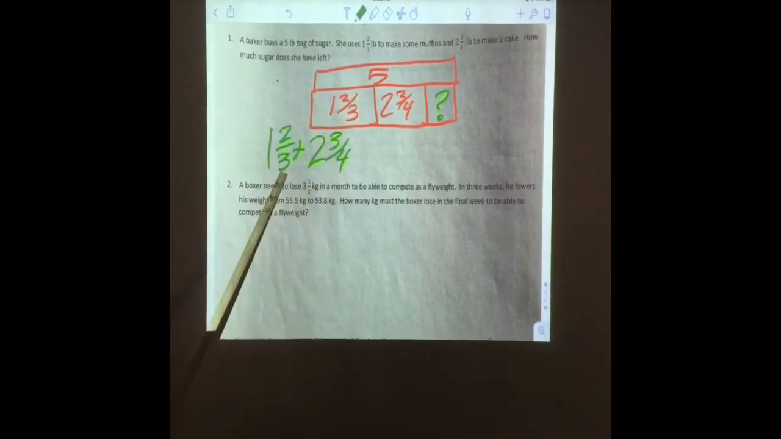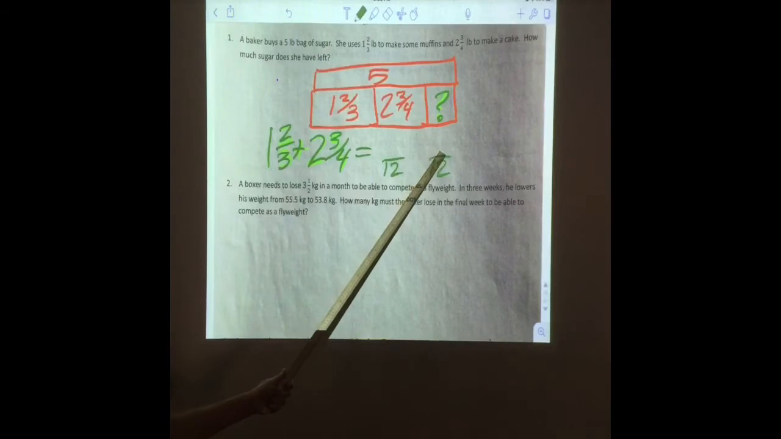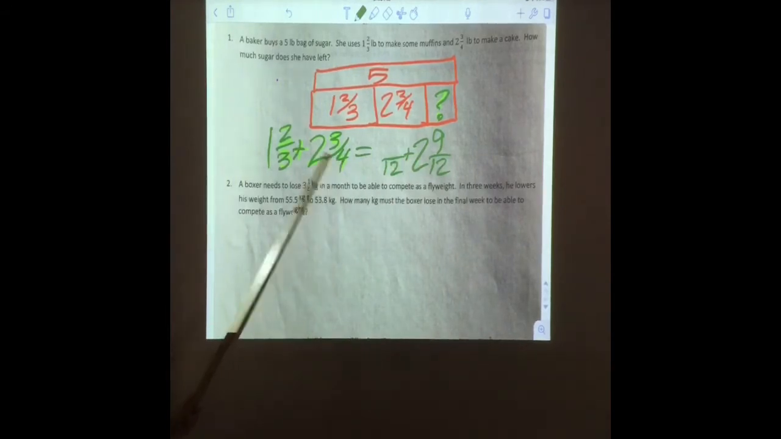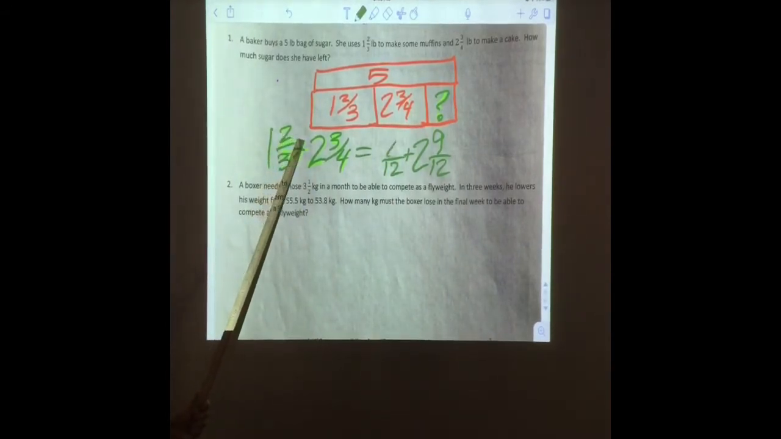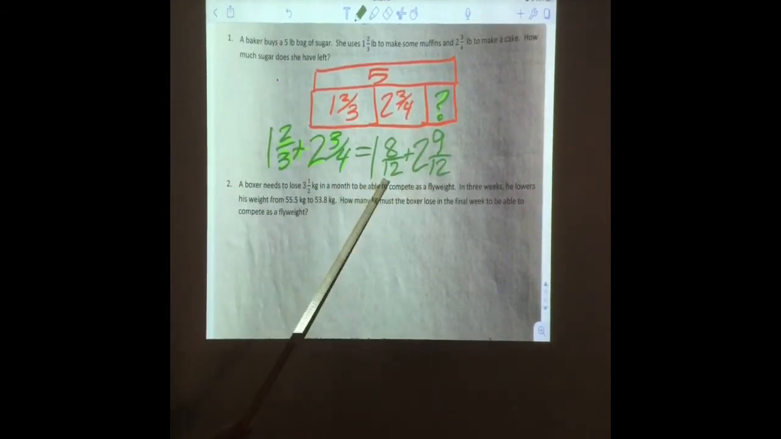Let's add these together. Can we add thirds and fourths? Can we add 3 units of 3 and units of 4? No, we can't. We're going to make it a 12, right? 12 here and a 12 here. 3 times 3 is going to be over here. That's 9. So that would be 2, and we're going to add, right? And then 4 times 2 is 8, and this is a 1. So now we just converted them over to the same units. Can we add them together? You bet. What do we have? We have 3 and 17 twelfths.